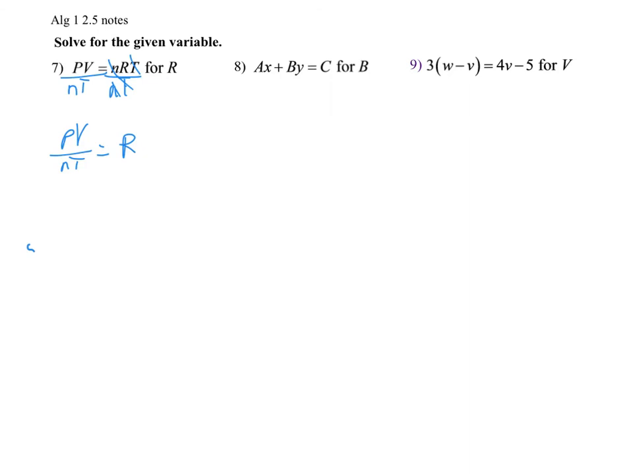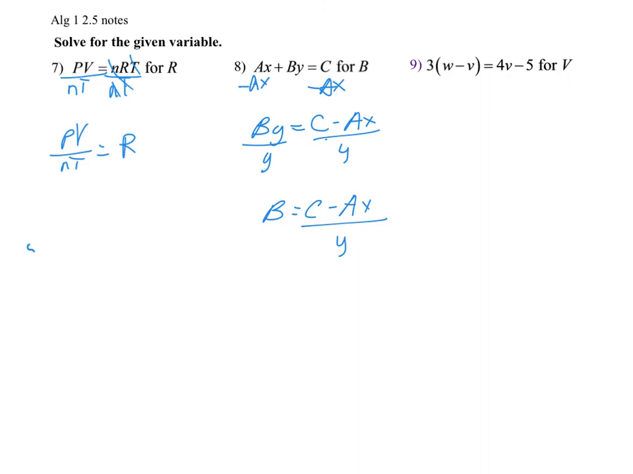Alright, so for number 8, we need to solve for b. So I'm going to subtract ax from both sides of our equation. I'm going to be left with by is equal to c minus ax. And then I've got a b sitting there next to the y, which is multiplication. We're trying to solve for b, so I want to divide by y on both sides. Okay, and then I have completed my work. c minus ax over y is equal to b.